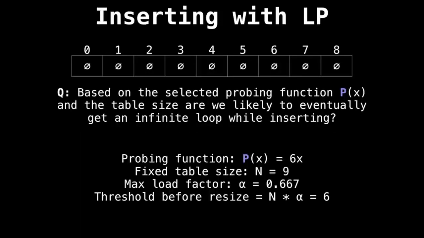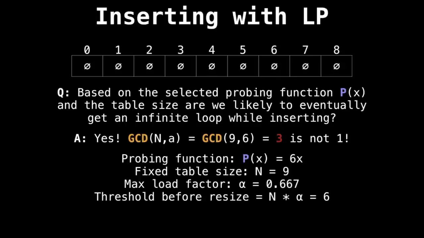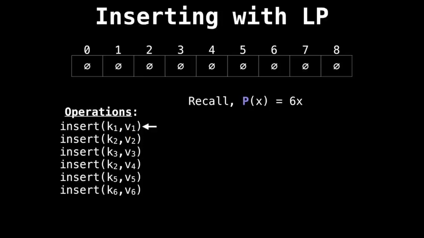Okay, so based on the probing function we chose and the table size, are we likely to run into an infinite loop while inserting, based on what I told you in the last few slides? And the answer is yes. The greatest common divisor of 9 and 6 is equal to 3, which is not 1. So let's go ahead and attempt to insert some elements regardless. We may or may not hit any problems.